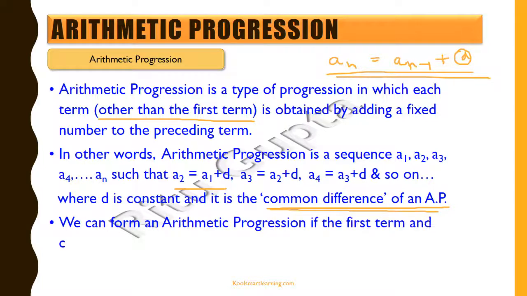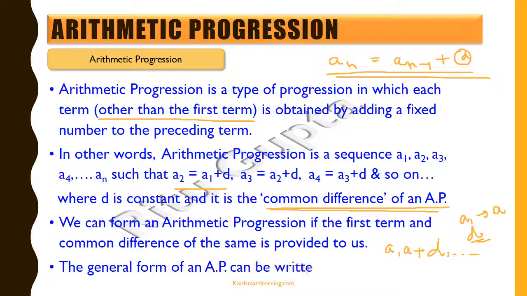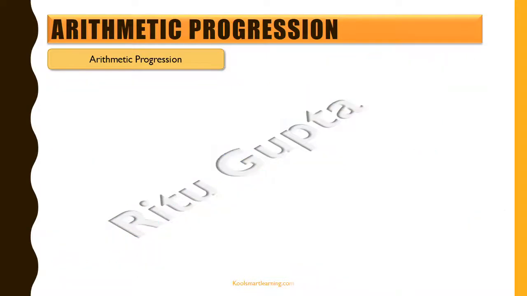We can form an arithmetic progression if the first term and the common difference are given to us. So if we know a1, which is generally used as a for an arithmetic progression, and if we know d, the common difference, then we can form an AP because we know it starts with a and then we have a plus d, then a plus 2d, and so on. The general form of an AP can be written as a, a plus d, a plus 2d, and so on.